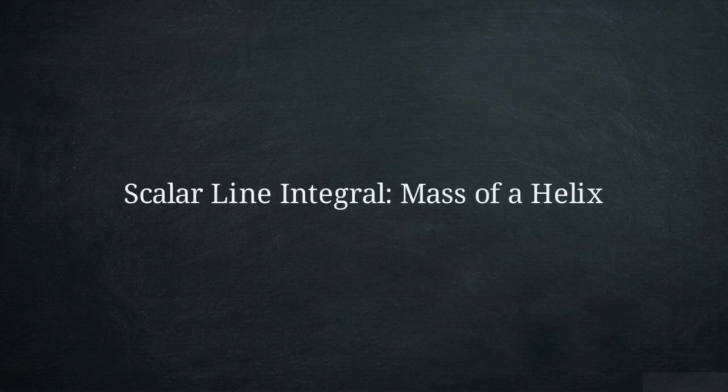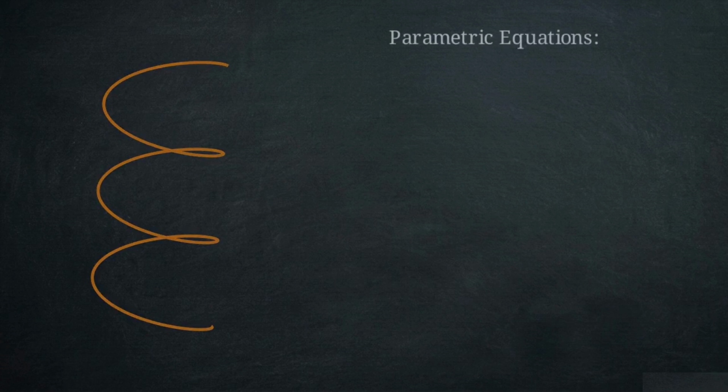Let's apply this to a physical object. We need to find the total mass of a helical spring that has a variable density. We map its shape in space using these three parametric equations: x equals 2 cosine t, y equals t, and z equals 2 sine t.